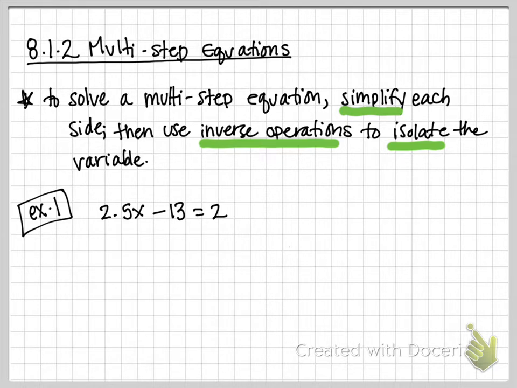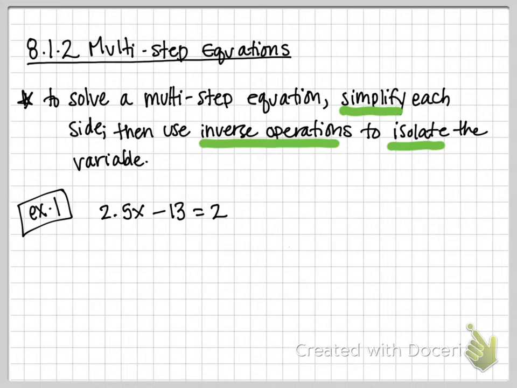Our method is going to be the same as when we were solving one-step equations. Cover up the variable term. So in this case, our variable term is x, right? This 2.5x, cover that whole thing up and deal with whatever else is on the same side. So in this case, we have the minus 13. That's the first thing that we need to deal with.